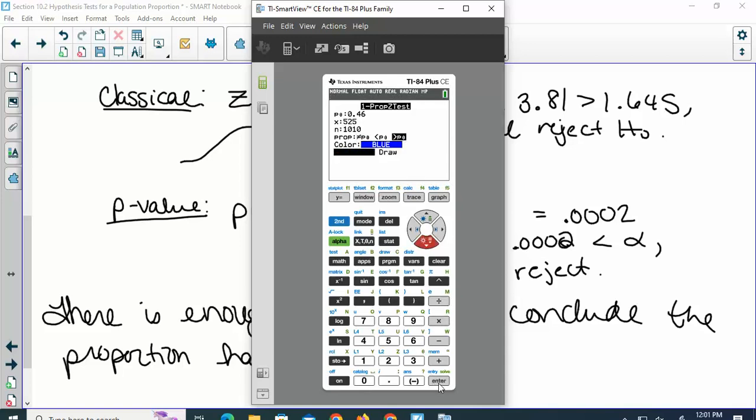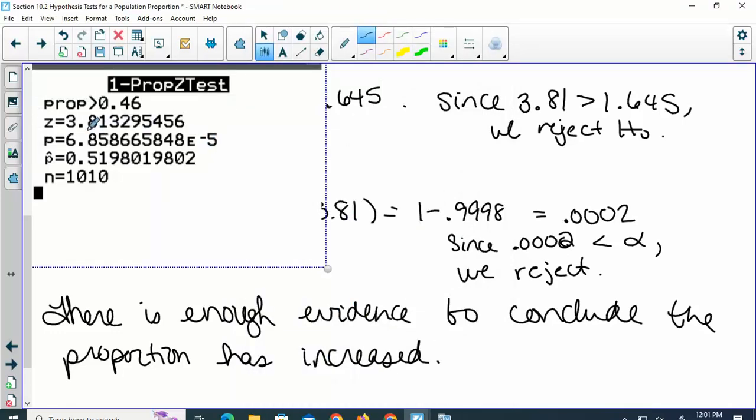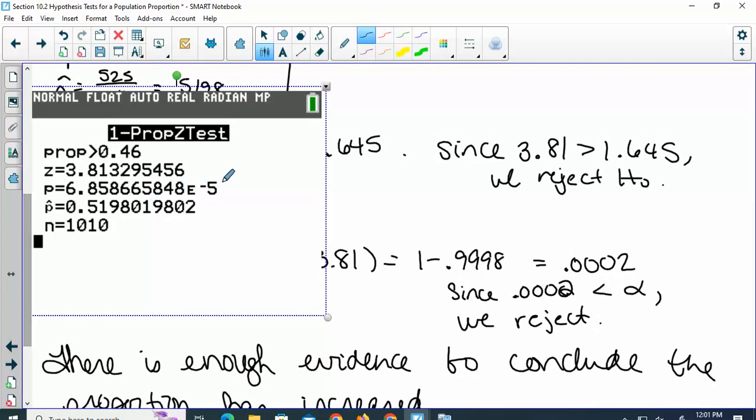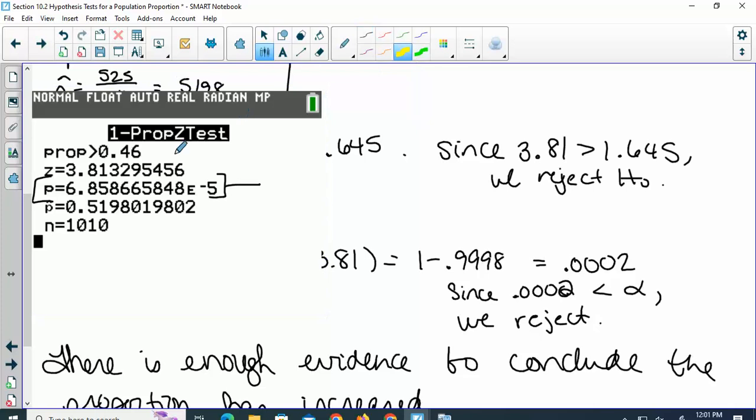Okay, and then you can have it draw you a picture if you want, but I just want to calculate. So if we do that, it gives us our Z, which is the same one we got. Why is this probability not the same probability we had? Right, our table ran out of room. But normally that will match the probability you found. And so you look at that probability right here, and if it's less than alpha, you reject. So stats test number 5. Do it on the calculator.